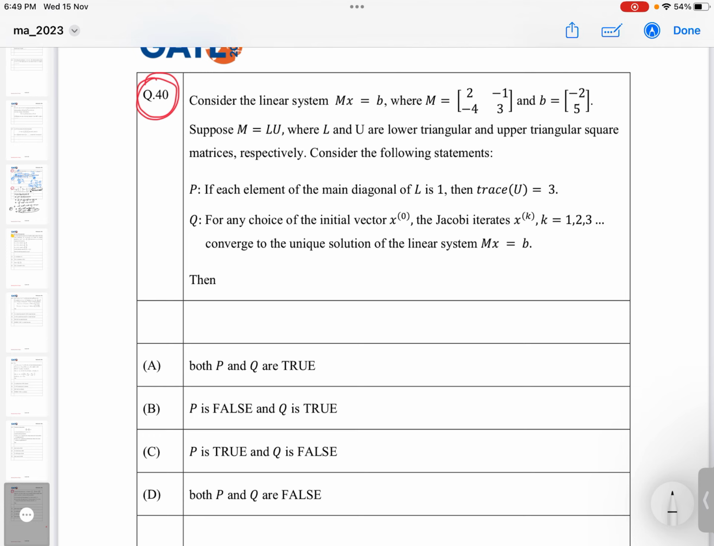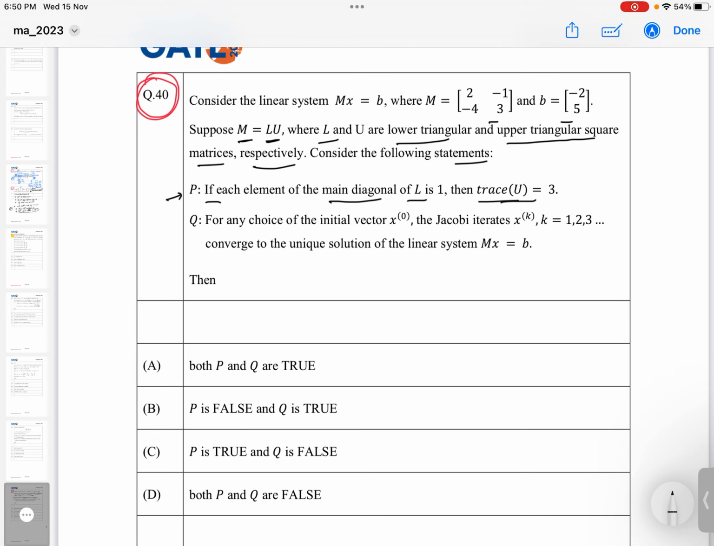Consider the linear system Mx = b, where M is given and b is also given. Suppose M = LU. We can decompose any matrix into lower and upper triangular matrices, where L and U are lower triangular and upper triangular square matrices respectively. Consider the following statement P: if each element of the main diagonal of L is 1, the trace of U is 3. So what will be the trace of the upper triangular matrix?